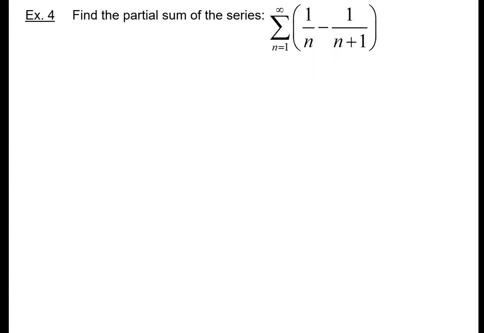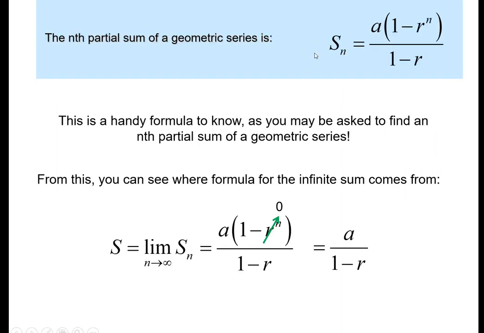So find the partial sum of this series. So we've got 1 over n minus 1 over n plus 1. Now, this one's a little bit different. We're not looking at a geometric series here, so let's just write out the first few terms. How do I know we're not looking at a geometric series? Because it's not in that format for a geometric series.